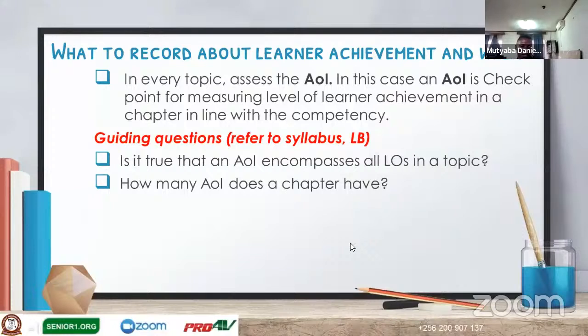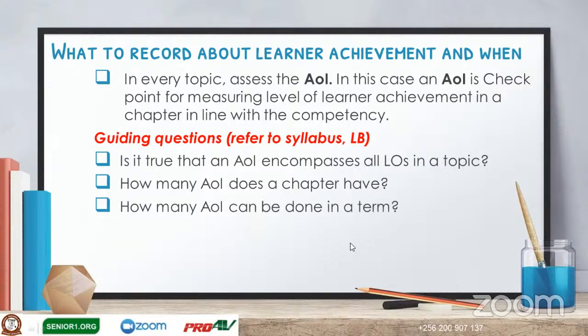Even as I was saying earlier, a chapter ideally is supposed to have one activity of integration. If you can make one activity which encompasses all the learning outcomes and they are integrated, it would be good to have one. But for cases where it is not, you can have more than one. So a chapter can have one or more activities of integration. As we proceed, we are going to see in the calculations coming up what you do in case you have more than one.